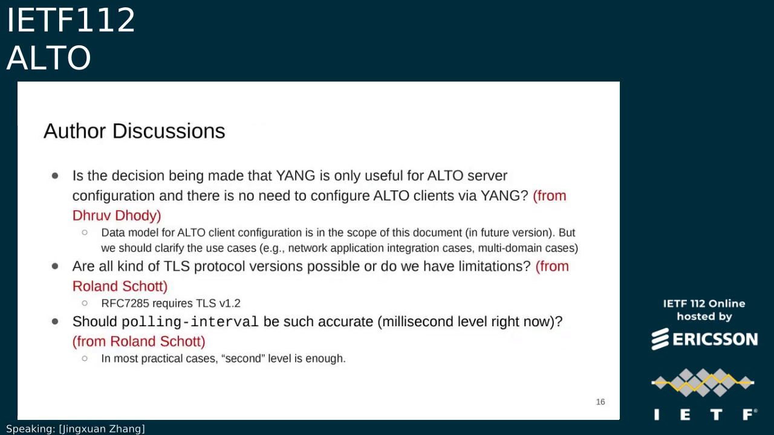And finally, internally, also have some discussions about how to define the data model for the auto client side, because the current data model only focuses on the auto servers, but actually in the scope, auto client configuration is also in the scope of this document. But we need to clarify actually the use cases. Who will use this data model to configure the auto client?